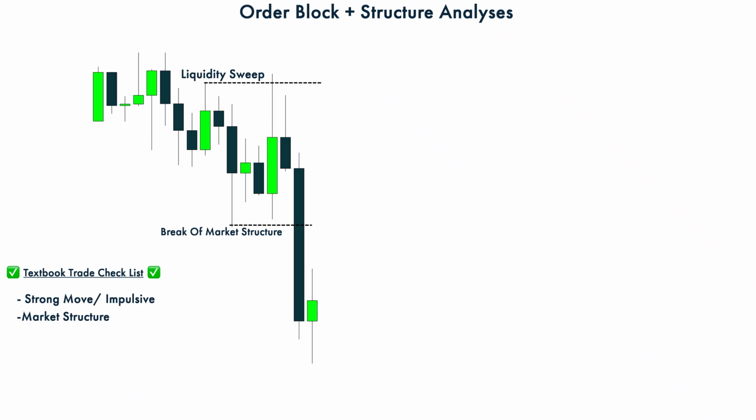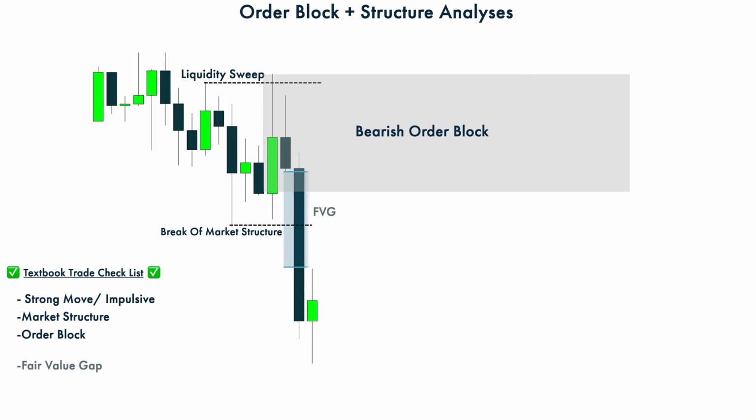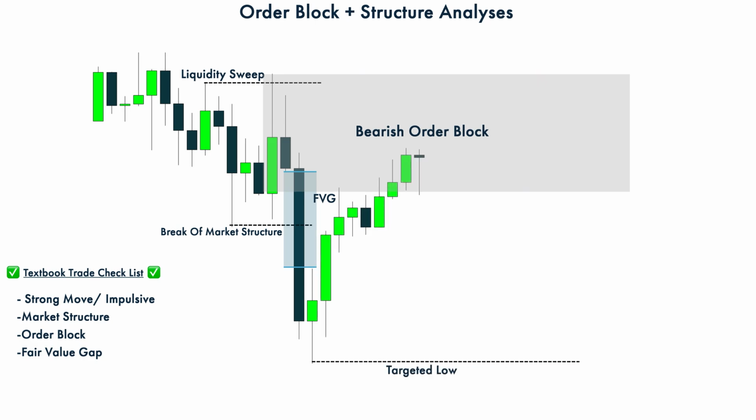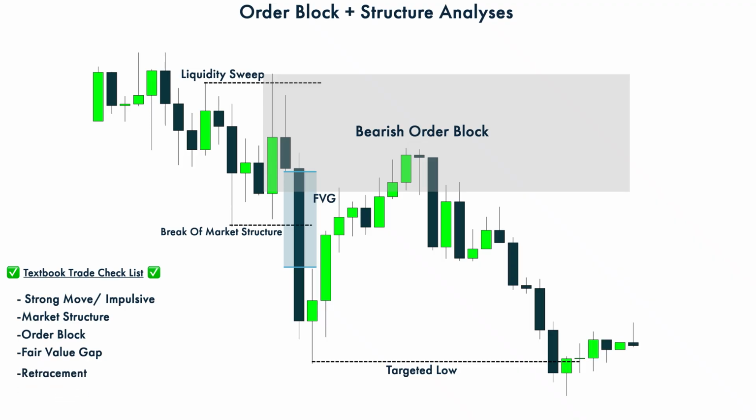Before that drop, price forms a bullish candle, which becomes our bearish order block, the last bullish candle before the impulsive move down. Right after the drop, a fair value gap, FVG, is created, showing imbalance and strong selling pressure. Later, price retraces into the order block, respects it, and then continues moving in the direction of the overall downtrend. This is a textbook high-probability setup: structure break, fair value gap, return to the order block, and continuation.